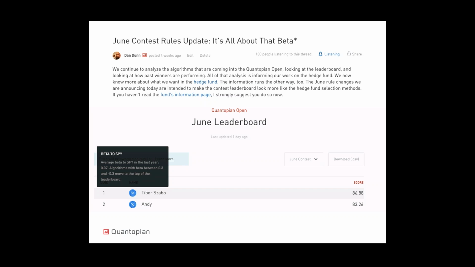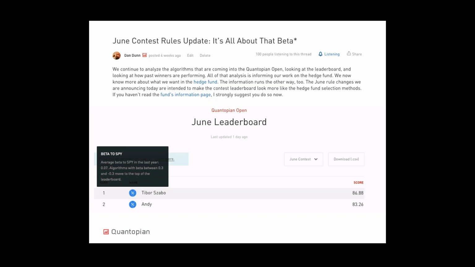And algorithms which have that trailing year beta of a value between positive and negative 0.3, which means that you're less than 30%, let's say, correlated with the market. So if you meet that bar and you stay within that constraint, then you're ranked above all of the algorithms that don't meet that bar. So we're effectively reshuffling the leaderboard and putting low beta algorithms to the top.